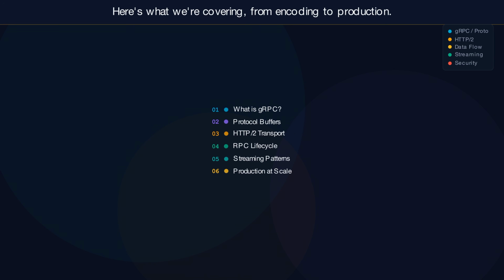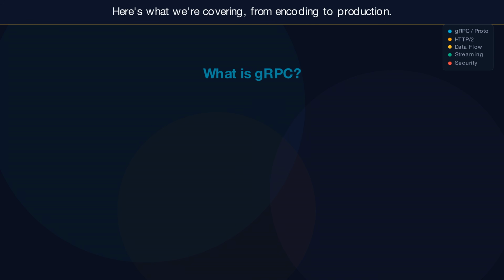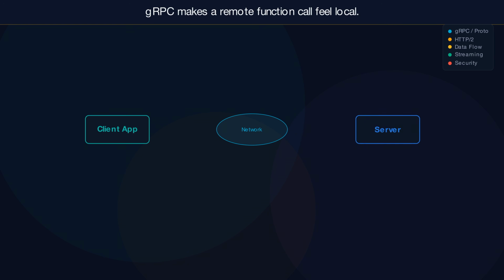What is gRPC? gRPC is a framework for calling functions on a different machine. You call getUser on your client. It executes on a server somewhere else. The network hop is invisible to your application code.